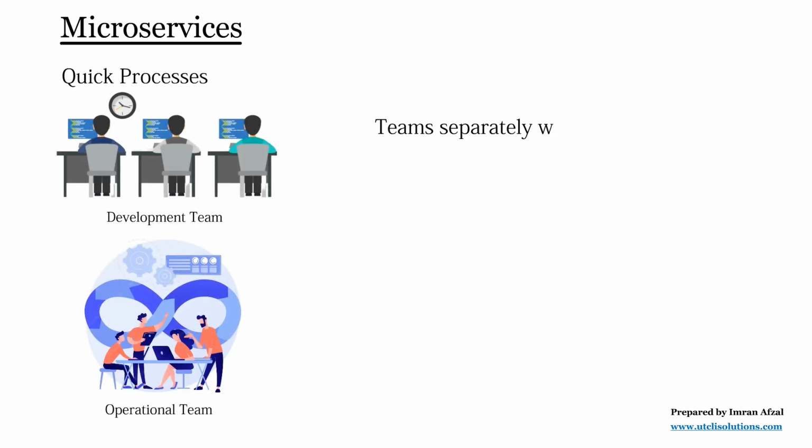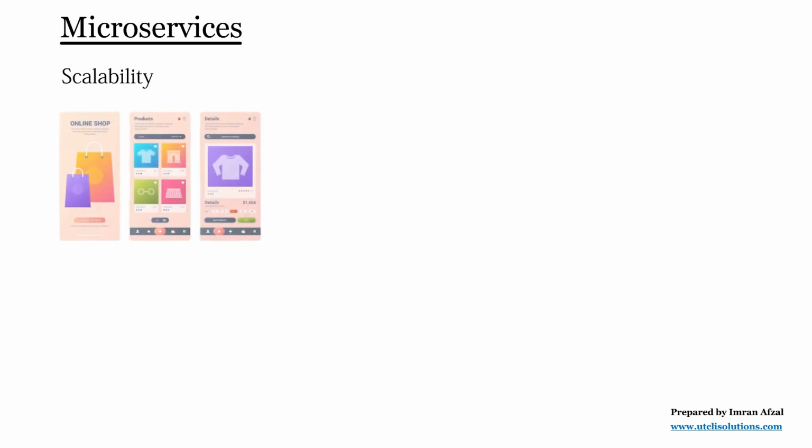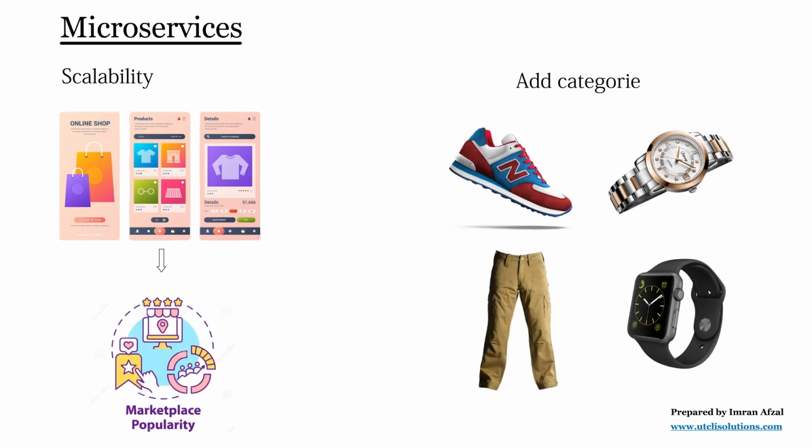The next one is quick processes. When teams separately work on smaller components of the application rather than the entire application, the development, testing, and deployment process gets speedy. Then scalability. Let's say your application gets popular and now you want to add more product categories. So for this, you only have to make changes to the product catalog part only.